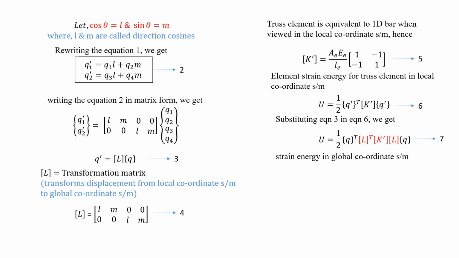Now let me again write the strain energy in terms of the global coordinate system, which is given by U = 1/2 Q transpose K Q. It is written similar to equation 6, but instead of Q' it is Q. We know that Q is the element displacement globally. Now if we compare equations 7 and 8, what is the value of K? K is given by L transpose K' L. You can see it has been highlighted in a different color. So this K is nothing but the stiffness matrix of the truss element. Let's substitute L transpose, K' and L in this equation and find out the stiffness matrix of the truss element.